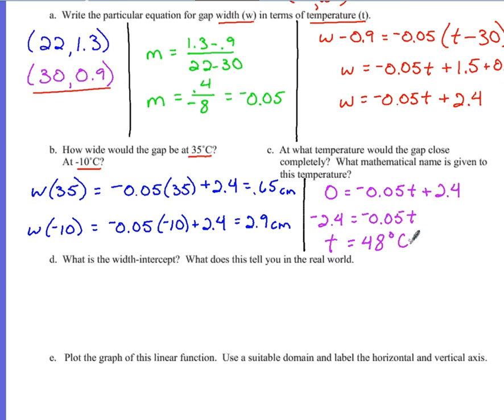Now, what mathematical name is going to be given to this temperature? Any ideas? Since x has that meaning of temperature, this would be known as the temperature intercept.